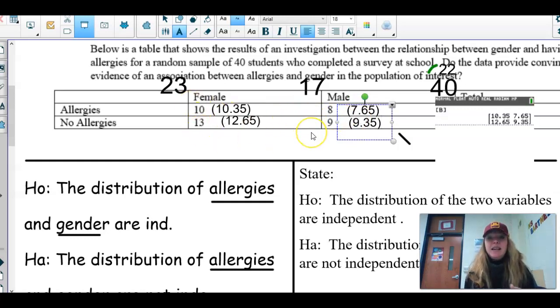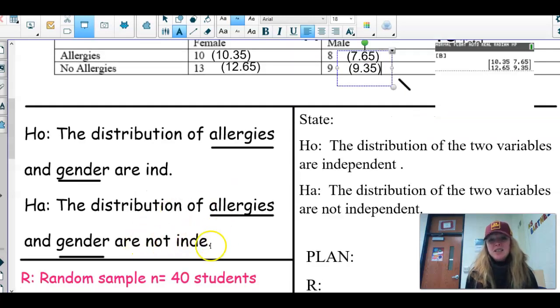10, 13, 8, and 9 is what we observed, okay? Our expected is what should happen if the null hypothesis is true. Look how far off the observed is from the expected. It's really not far off one bit, which tells us we don't really have much evidence that allergies and gender are not independent. There's not much difference there, okay? Because they're the same, it looks like there's no evidence that it's not independent, okay? It matches up really well.